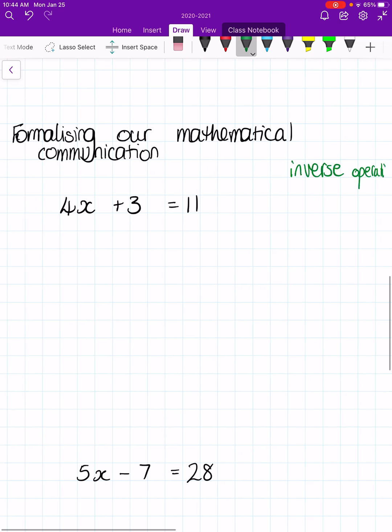We're going to use inverse operations, but we're also going to use the idea that equations are balances. So this equation at the moment is balanced. It's saying that 4x plus 3 is equal to 11. If you imagine it like a set of scales, they're balancing at the moment. But I want to unpick this and do things to each side so I get x by itself.